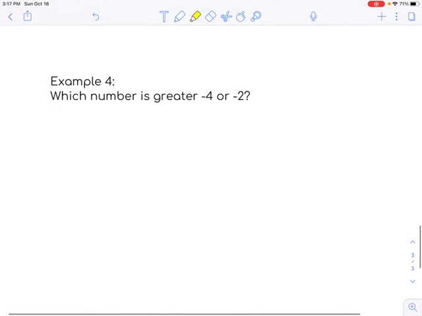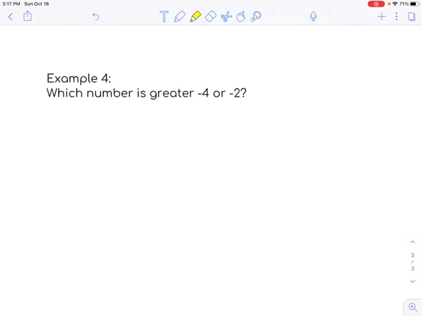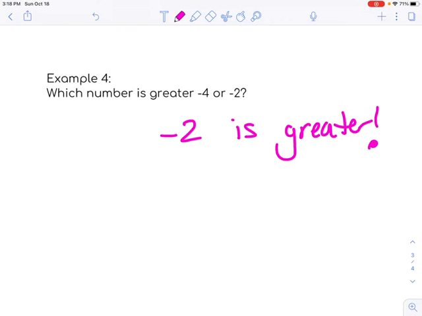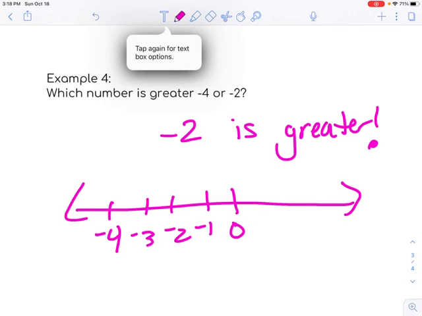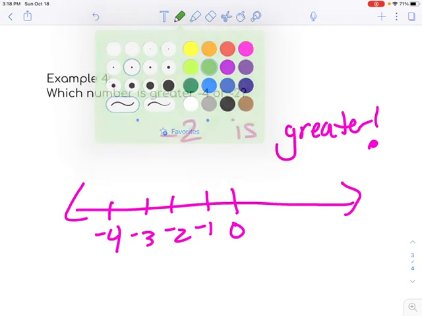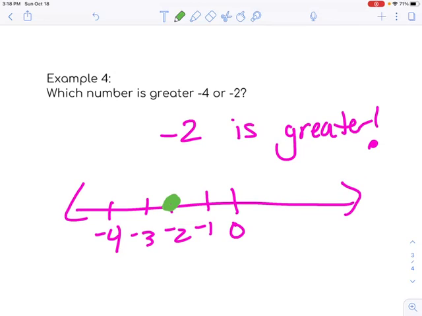Let's do one more. I want you guys to tell me which one is greater, negative 4 or negative 2. So in this case, negative 2 is greater. If we drew a number line, see, negative 1, negative 2, negative 3, and negative 4. Negative 2, I'm going to pick a different color here. Negative 2 is closest to 0. It's only 2 spaces away instead of 4.